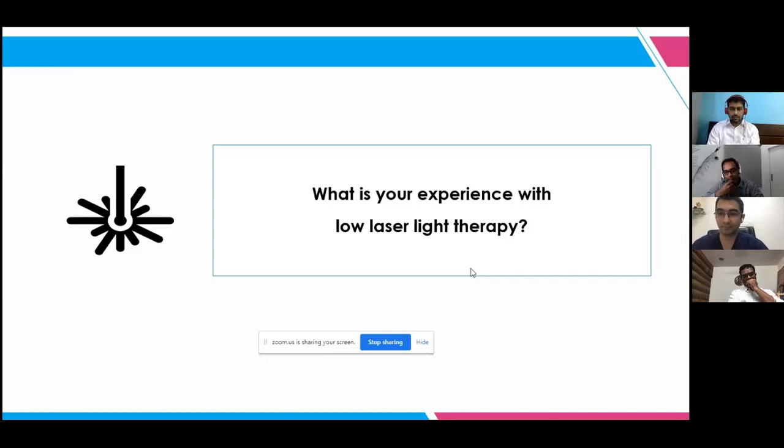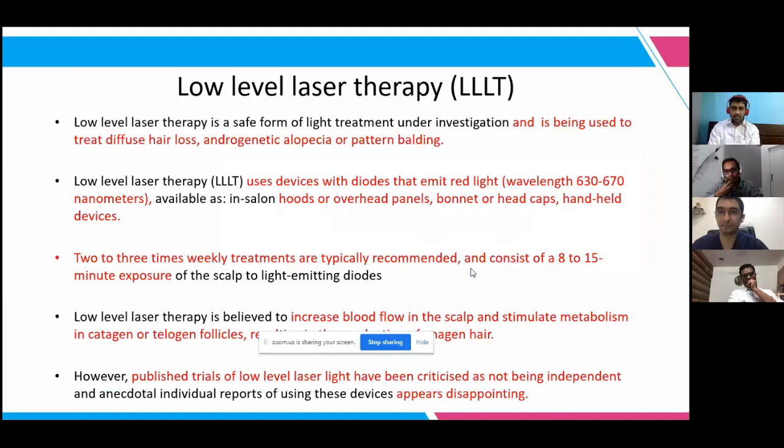Yes, surprisingly, low laser light therapy is FDA approved. That is what is surprising me. It has been approved by FDA actually. Only one specific helmet was approved. Others, like the diode caps and combs, are diodes that emit red light between 630 to 677 nanometers, and they had been approved actually. Used 2 to 3 times weekly, they say it has been used for diffuse hair loss, androgenetic alopecia, and pattern balding.